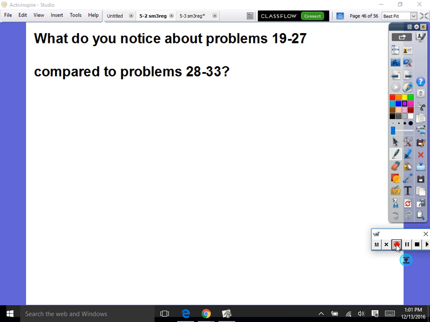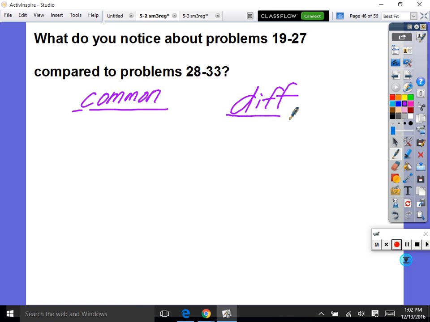The next question for you is, as a group, what I want you to do is look at problems on page 3. We're on page 3. Look at problems 19 through 27. I want you to look at those compared to problems 28 through 33. What I want you to do is on your whiteboard, one of you be the scribe, and write down the things that are the same, things that are common between the problems, and the differences. Now look at the things that are in common in the original problem and the answers, and the differences in the original problem and answers.